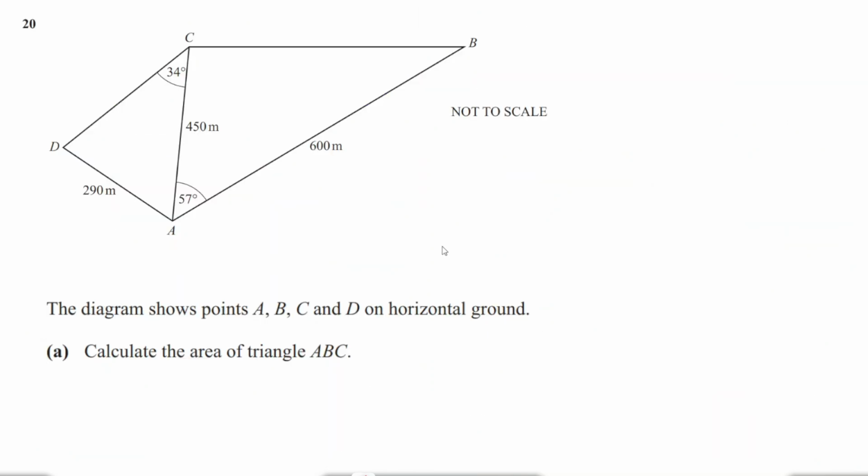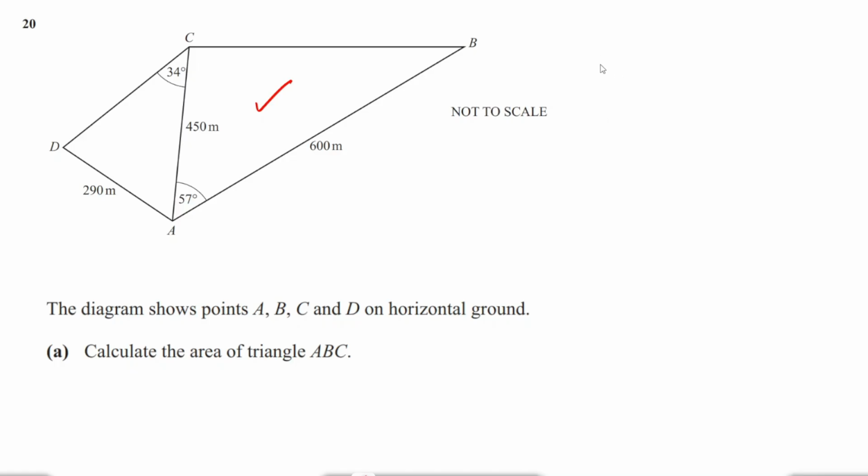Okay, now see question number 20. This question belongs to trigonometry, and what we have to find here is to calculate the area of the triangle ABC. This is our triangle ABC, and these points are shown on a horizontal ground, meaning we are having an aerial view here. Okay, so this is the triangle.